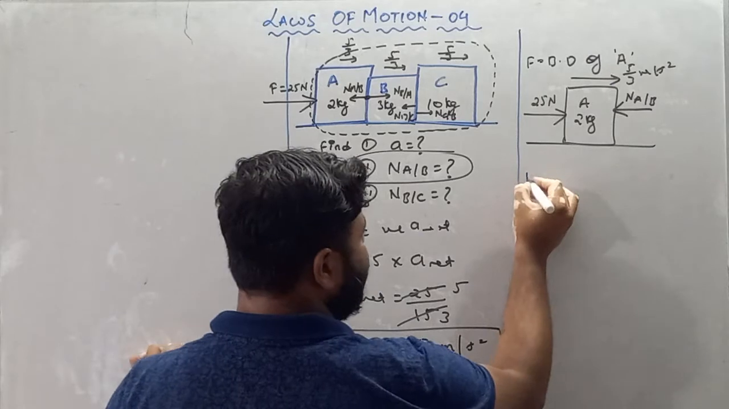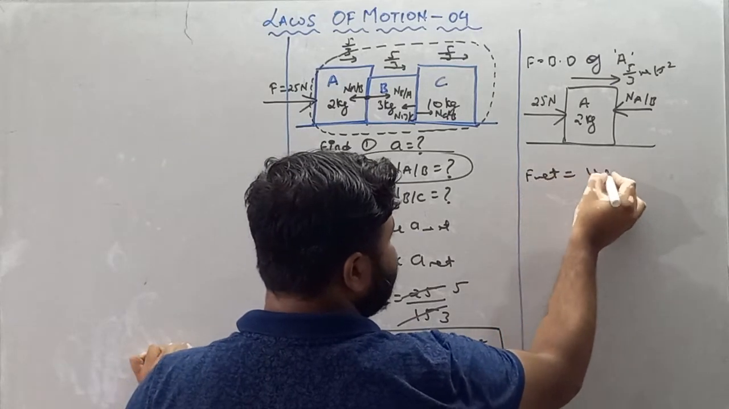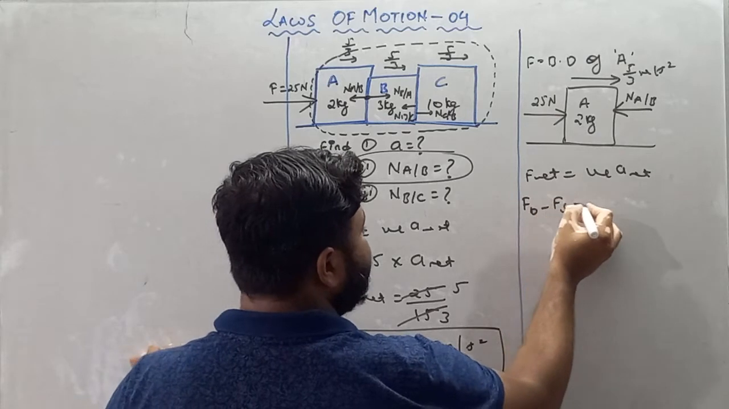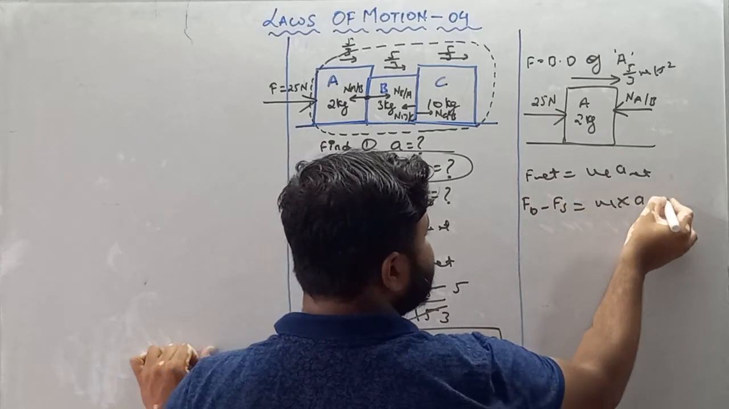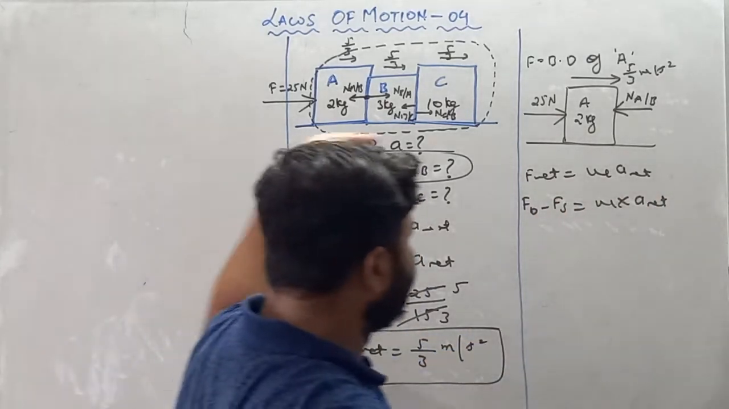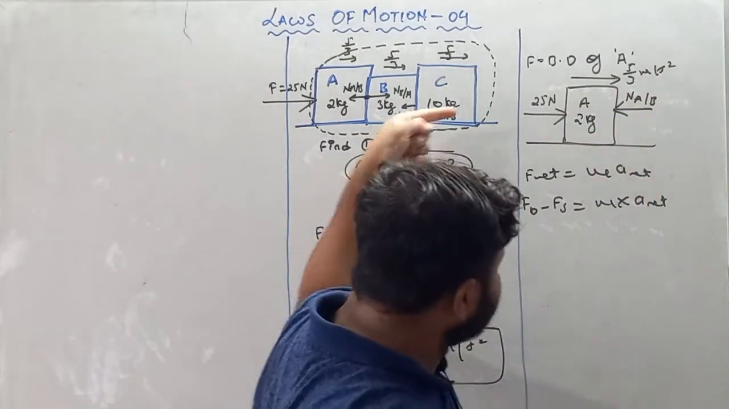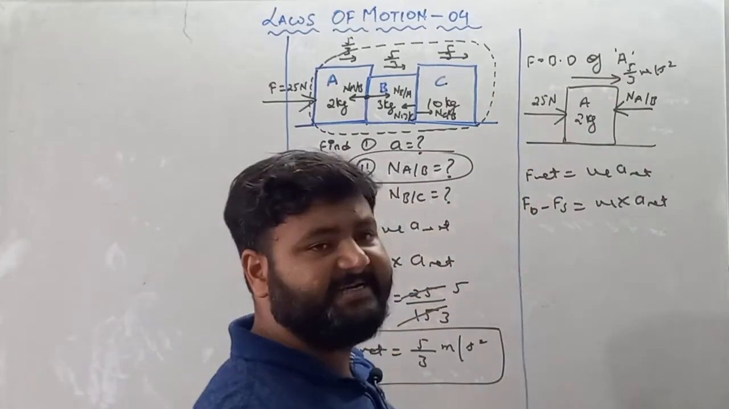Now we have to apply the formula F net is equal to m a net. F net means the bigger force minus the smaller force, equal to m a net. So see, my dear student, one force is in this direction, the other force is in this direction, and the acceleration is towards the direction of the 25 Newton.